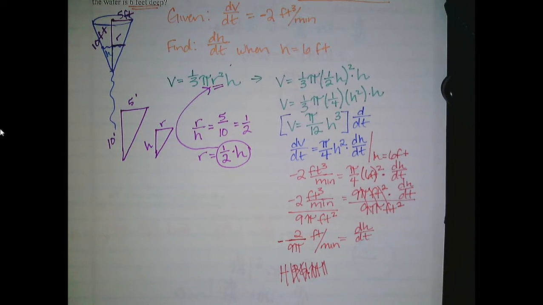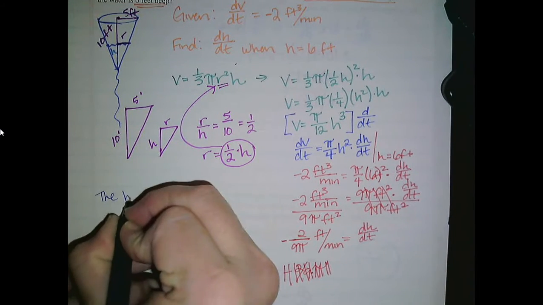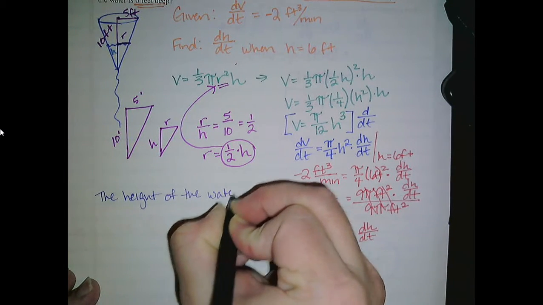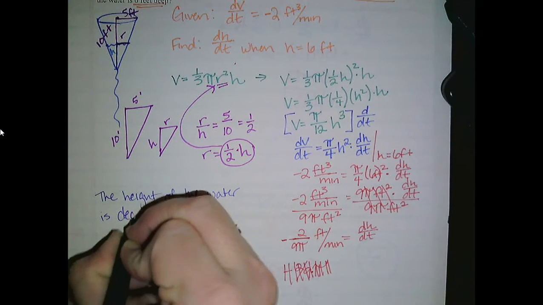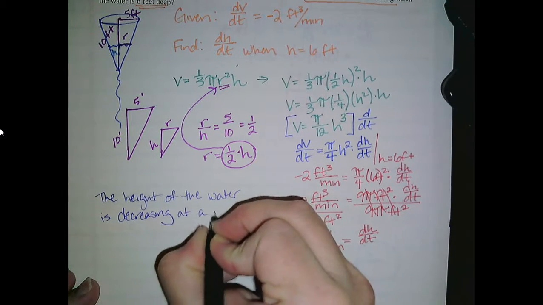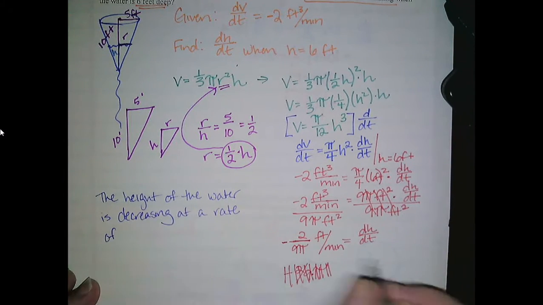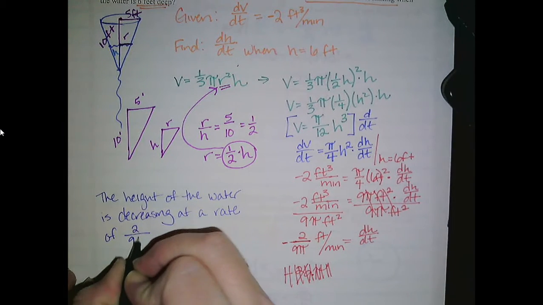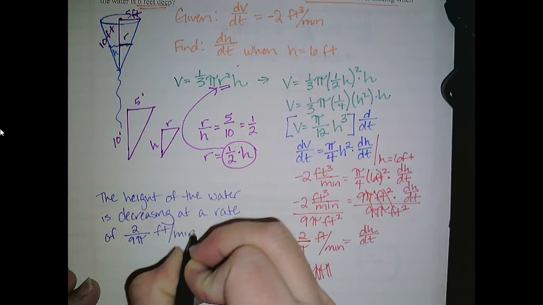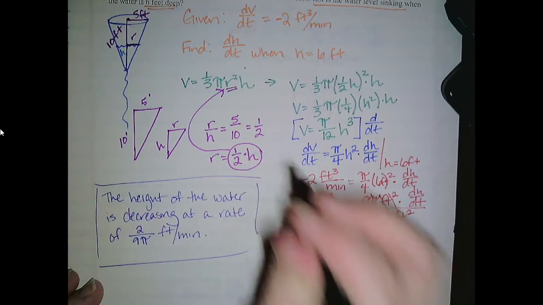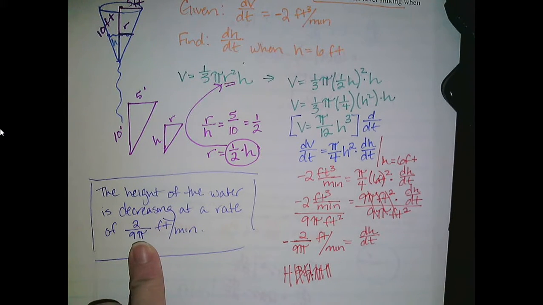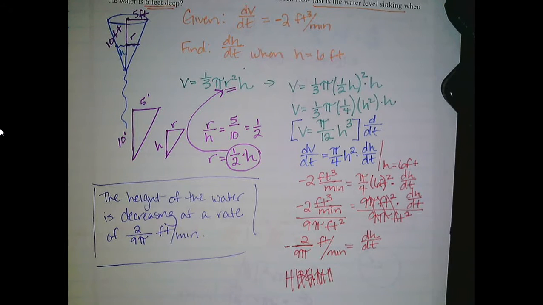So I'm just going to finish this problem up by writing out my answer in a full sentence. So in this problem, the height of the water is decreasing at a rate of 2 over 9 pi feet per minute. We said what was changing, we said how it's changing, we said by how much, and we included the units. So make sure that you do all of that in your final answer.